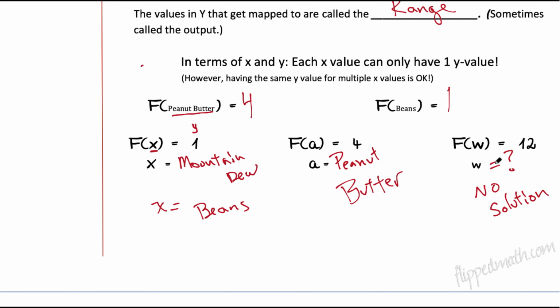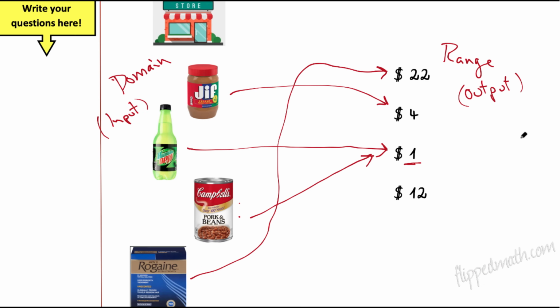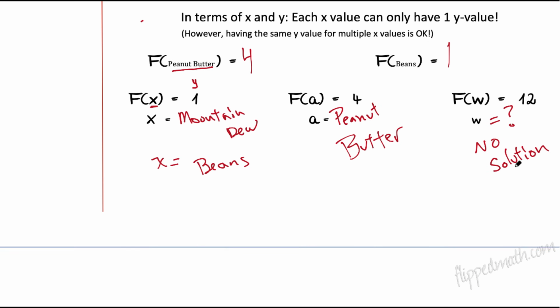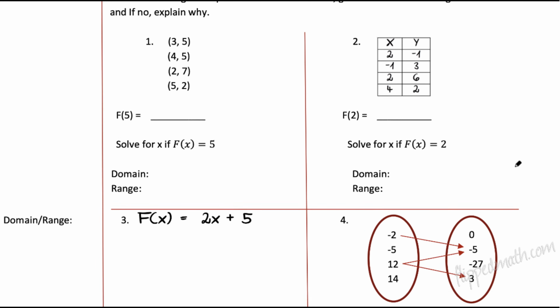And then for the second example, f of w, all right, so I plugged a w in and I got 12. Well, I go up here, nothing is 12. Well, because nothing's 12, we say there's no solution there. Easy enough, right? All right, let's do some examples right here.